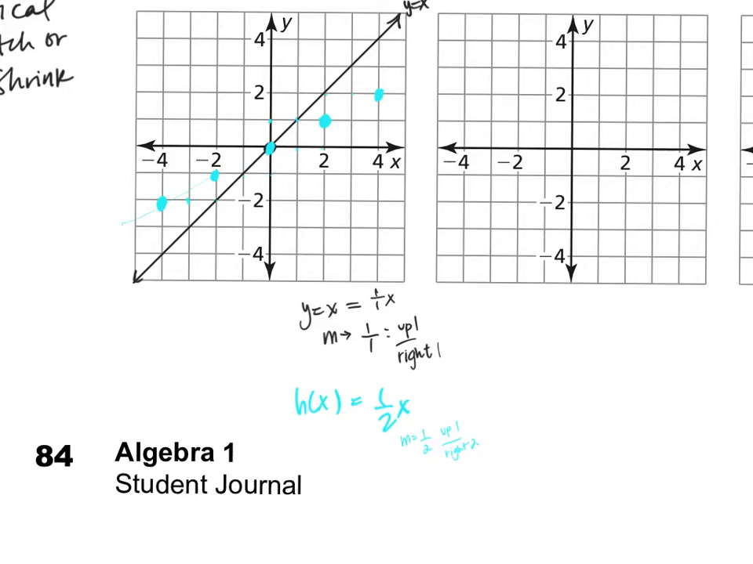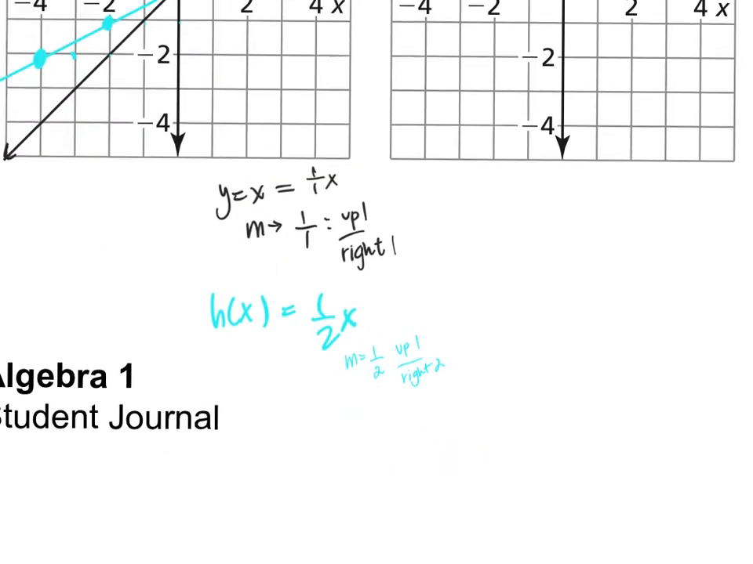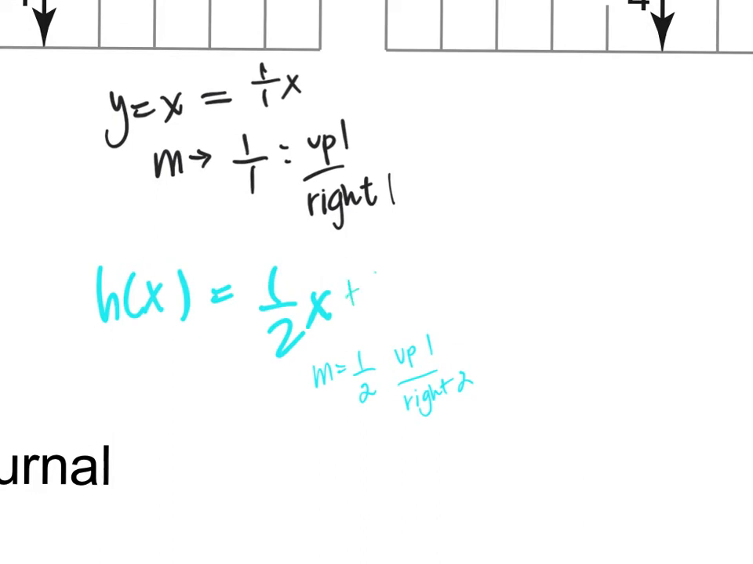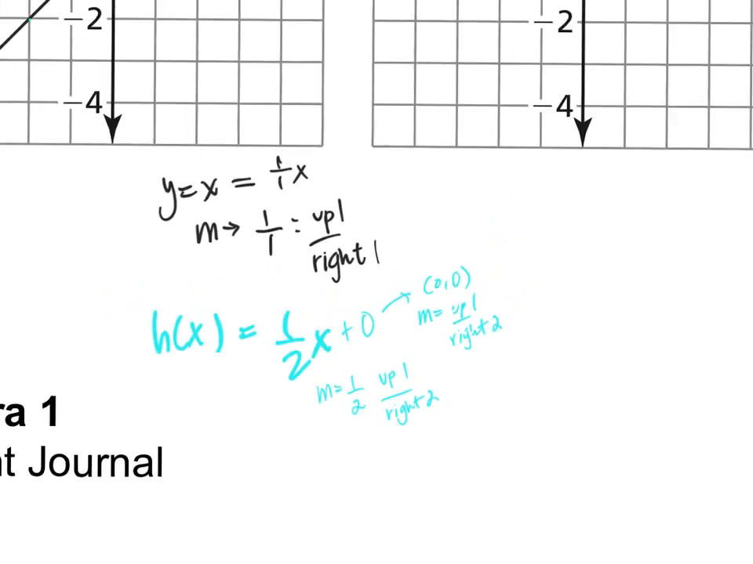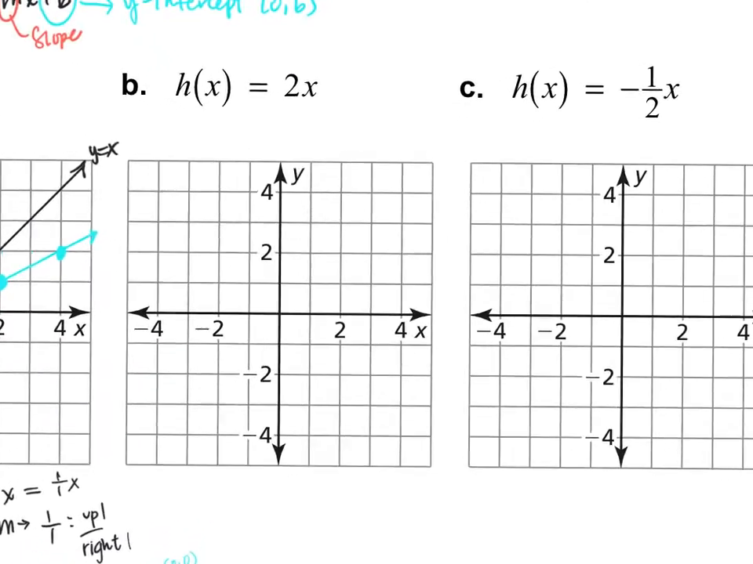Let's see how accurate I get this. Pretty accurate. Perfect. So that's my y equals 1/2 x. So let me rephrase. This is 1/2 plus 0, right? So you start at 0, 0, and you move up 1, right 2. Okay, let's go to this one over here.